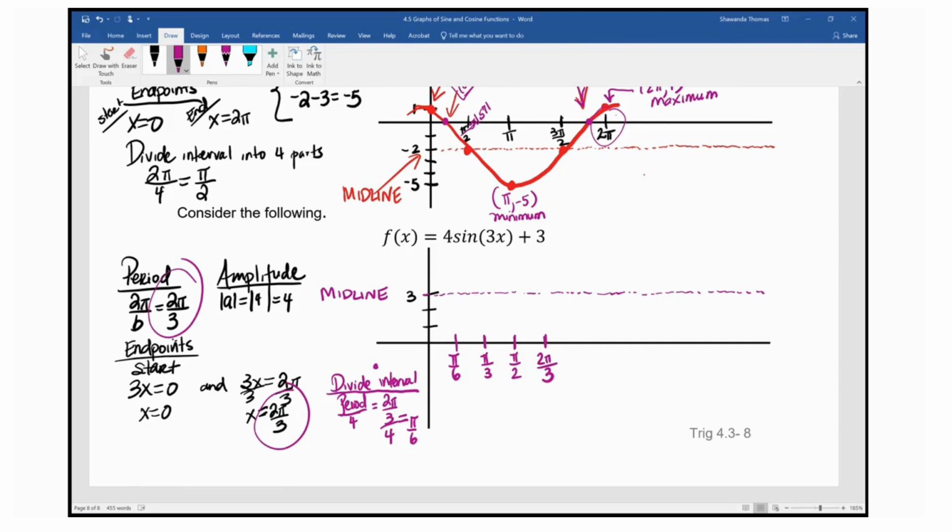All right. This is a sine function. For a regular sine function, where does it cross the x-axis normally? But now we're going to cross at the midline because we shifted. Where does it normally cross?